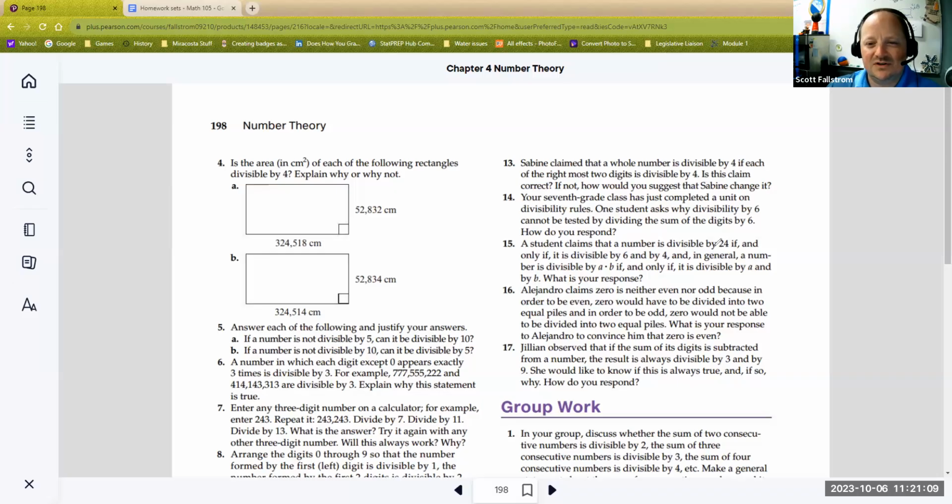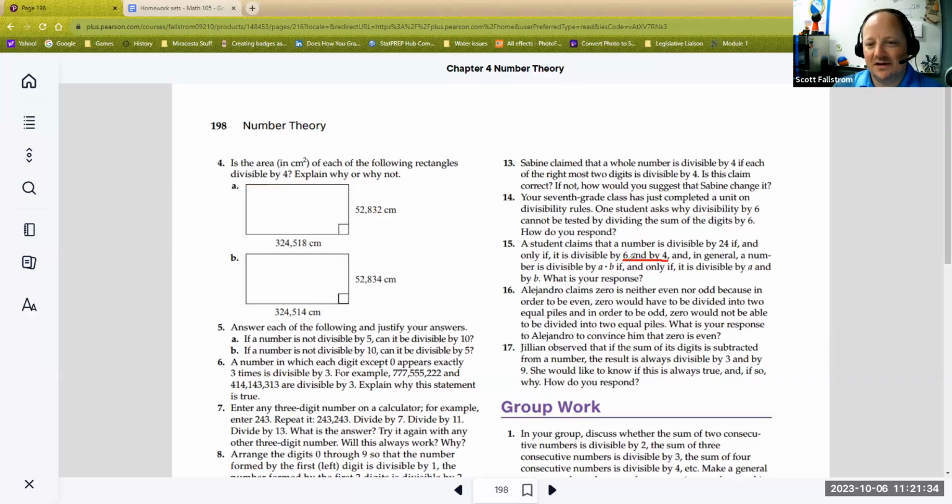15, a student claims a number is divisible by 24 if and only if it's divisible by 6 and 4. Okay. And in general, a number is divisible by a times b if and only if it's divisible by a and b. So you want to check that. Now remember, if you want to prove something true, you have to verify that it is always true. If you want to prove that something is false, you just need one counterexample. And so that's what I might recommend here.